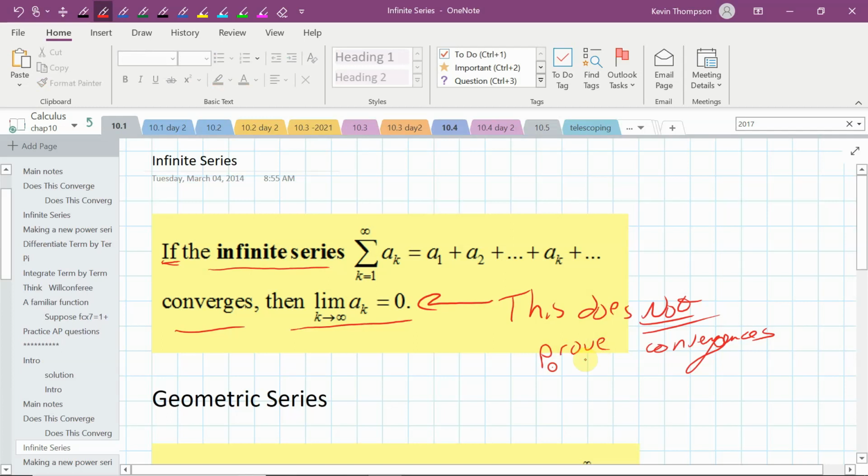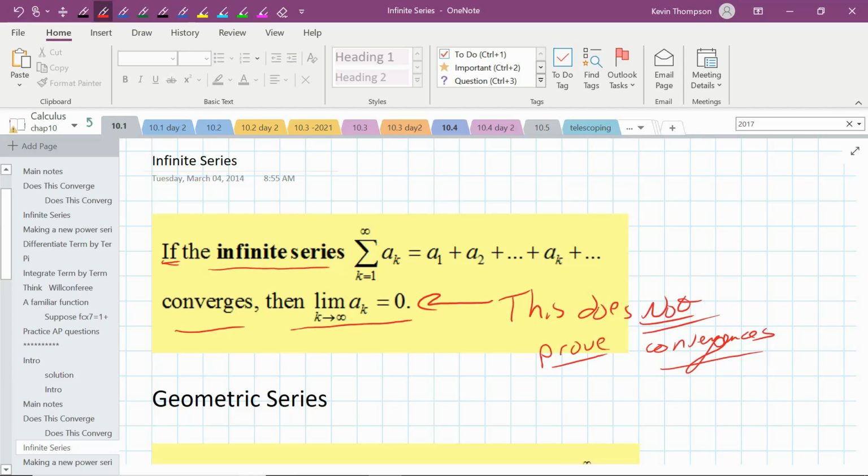Or I could say this doesn't prove convergence. I'll tell you more what I mean by that. But effectively, here's what it means. If the terms of some series are not getting closer to 0, it can't converge. If the terms of some series are not getting closer to 0, convergence is not possible. But just because they're getting closer to 0 doesn't mean it converges. Did you catch that difference?